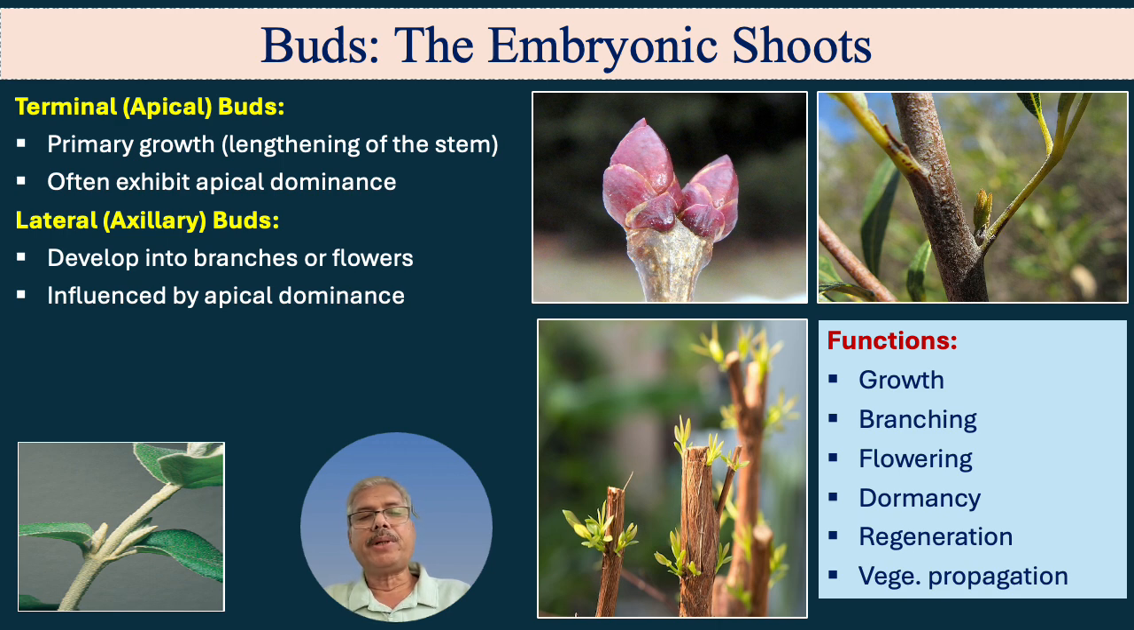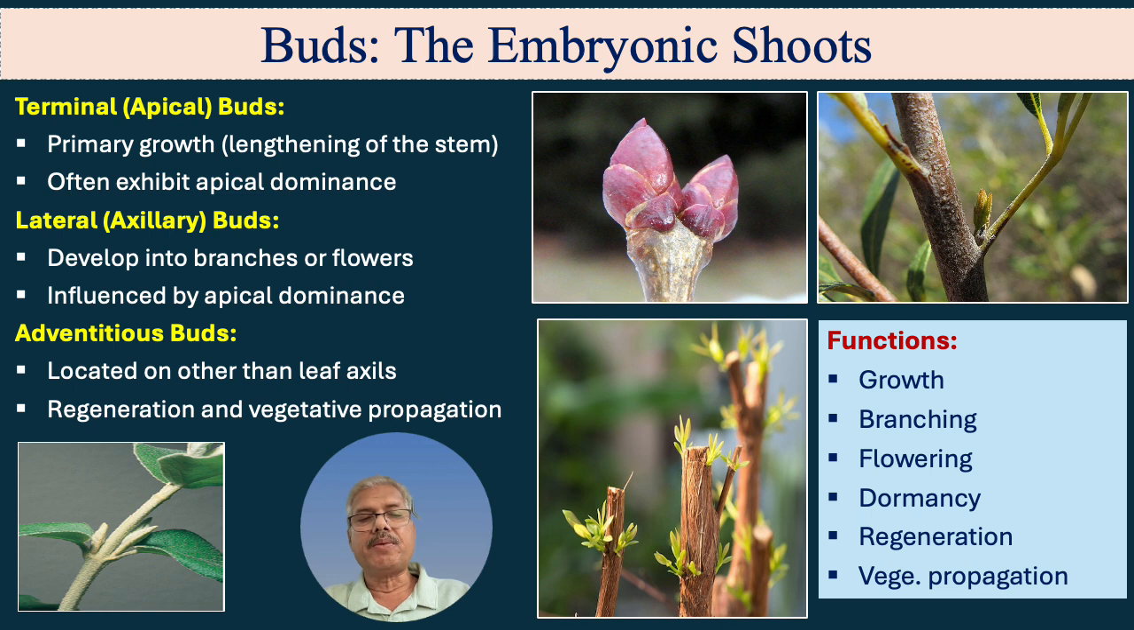Often they exhibit apical dominance, inhibiting the growth of the lateral buds. The lateral or axillary buds are located in the leaf axils, that is the angle between the leaf and the stem. They can develop into branches or flowers. Their growth is often influenced by apical dominance. The adventitious buds can arise from locations other than the leaf axils, such as roots, stem, or even leaves. They play a role in regeneration and vegetative propagation.